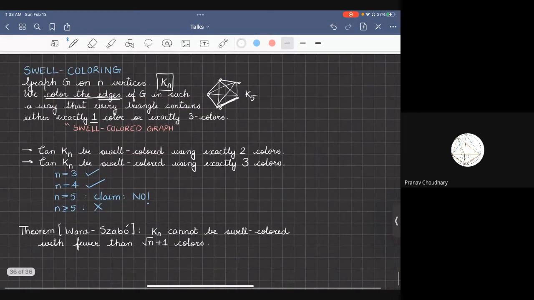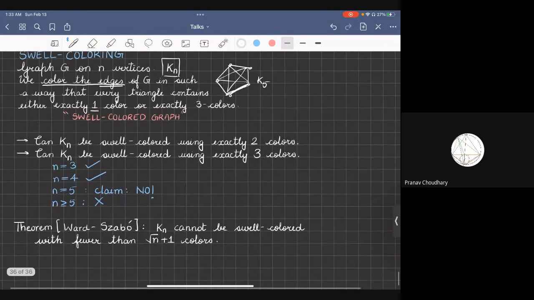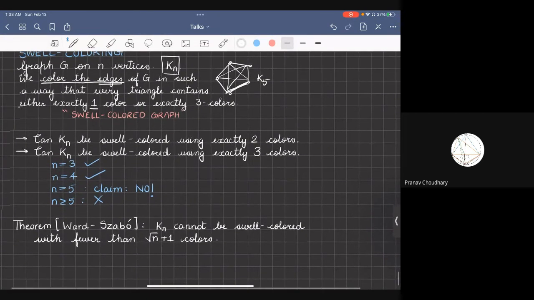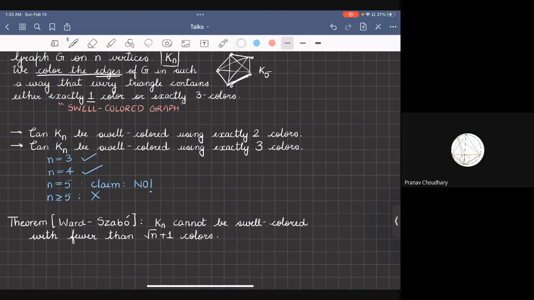Shouldn't you mention greater than one though? If you have one color, then any n works, no? Yeah, I mean, sure. You just manage for large enough n or something. I don't care about that. Maybe say n is at least 3, maybe.